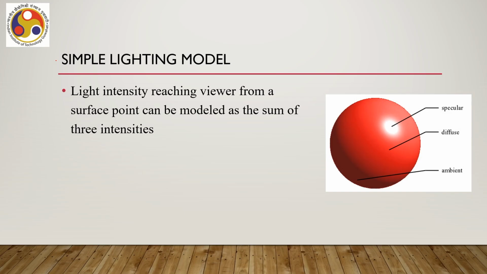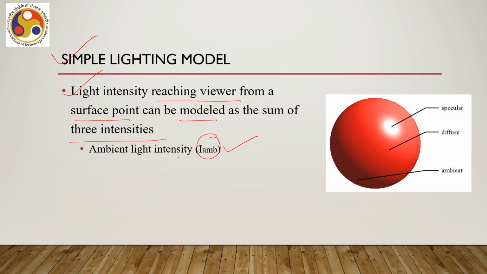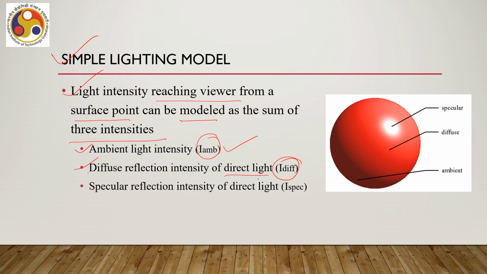Now, there are many such models. To understand the process, let us go through one simple lighting model. In this model, light intensity reaching the viewer from a surface point can be modeled as the sum of three intensities: ambient light intensity, which we can represent with Ia, then diffuse reflection intensity of direct light, I diff, and specular reflection intensity of direct light, that is I spec. The idea is illustrated here.